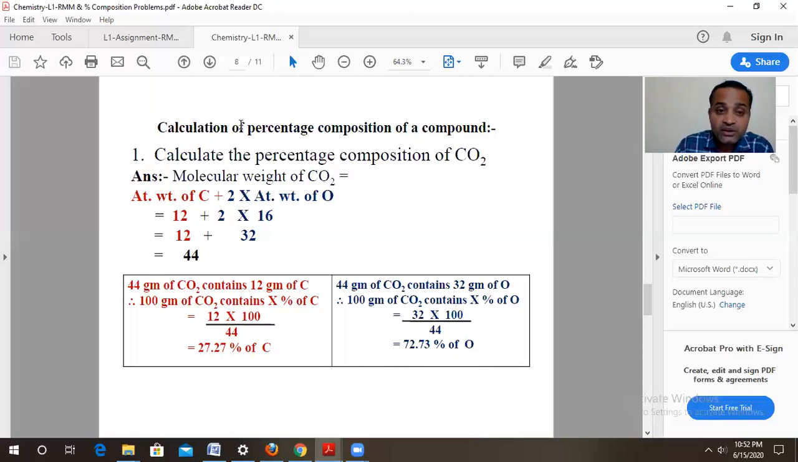So in this way, we find out the percentage composition of a compound. It's not every time that you have to find out everything, carbon also, oxygen also. Sometimes it will be clearly asked, in carbon dioxide, what is the percentage of carbon only, or you may be asked only the percentage of oxygen, or you may be asked the percentage of both. Is it clear, everyone? Fine, good.